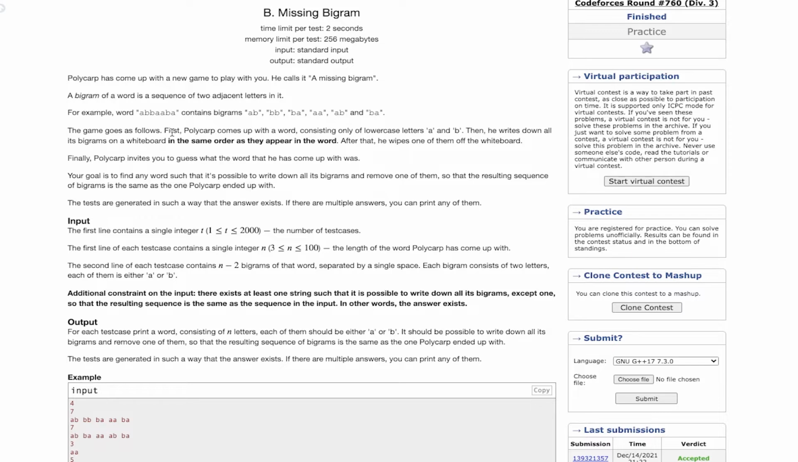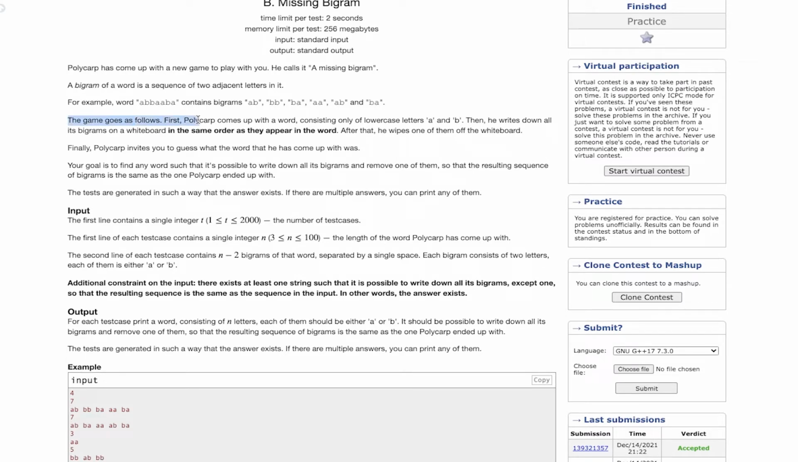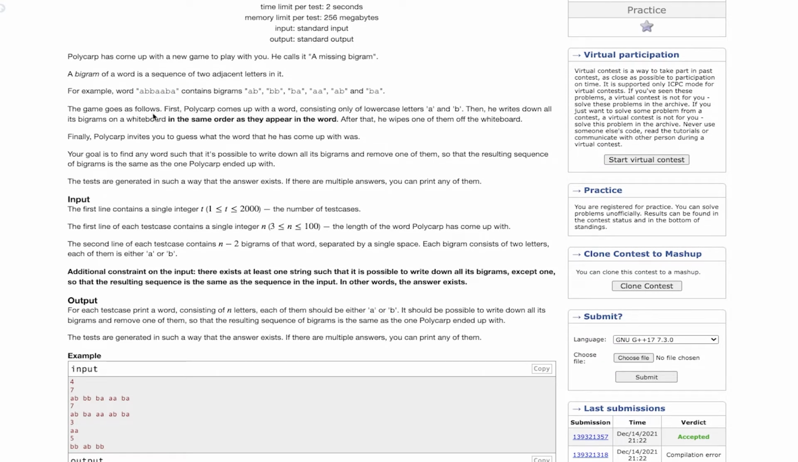Now let's see the rules of the game. First, Polycarp comes up with a word consisting only of letters A and B. Then he writes down all its bigrams on a whiteboard in the same order as they appear in the word. So the first bigram would contain the letters from the zeroth position and the first position. Similarly, the second bigram would contain the letters from the first position and second position, and so on.